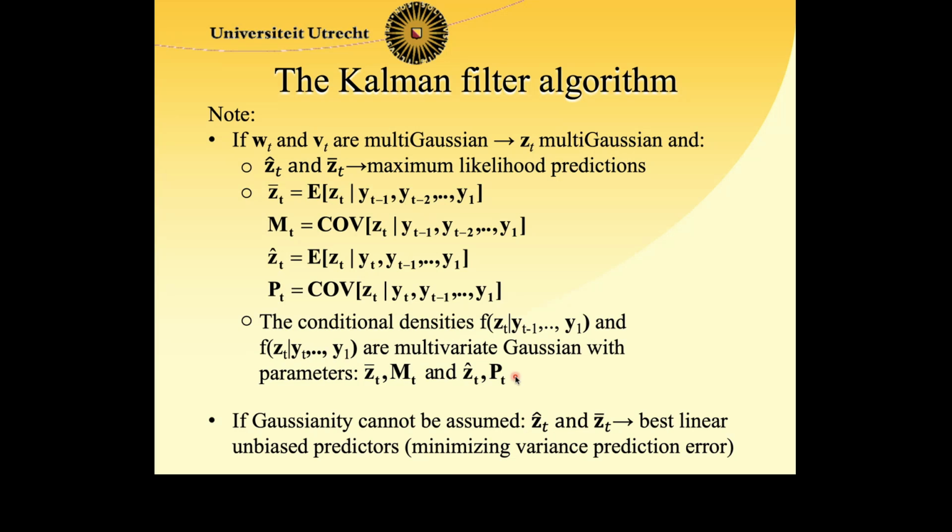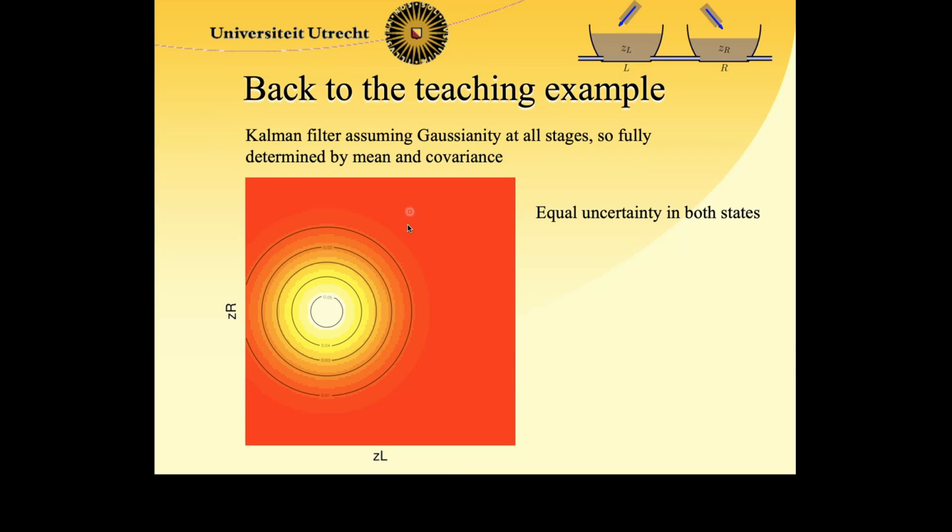Okay, so now let's move to a more graphical representation of how the Kalman filter works. Suppose that this is at time t. This is the Z hat that we have, so this is Z hat at time t. We see it's uncertain, and the uncertainty here is equal in both states. The uncertainty about ZR is the same as the uncertainty about ZL.